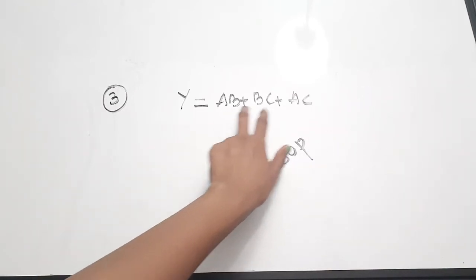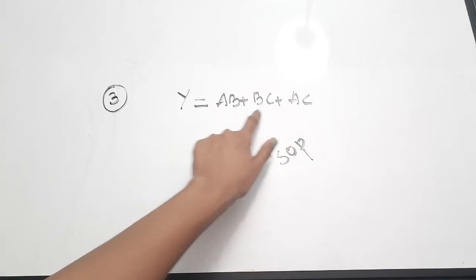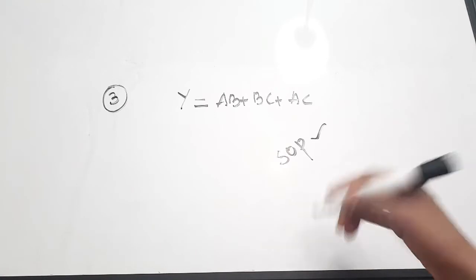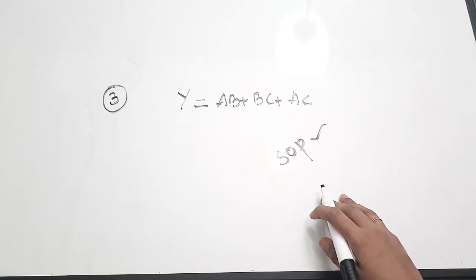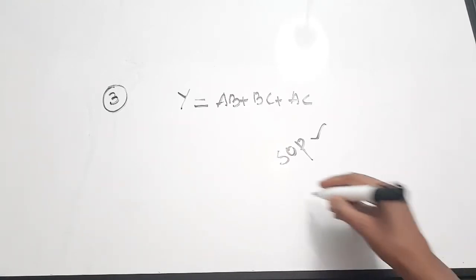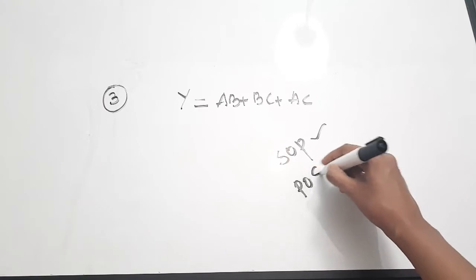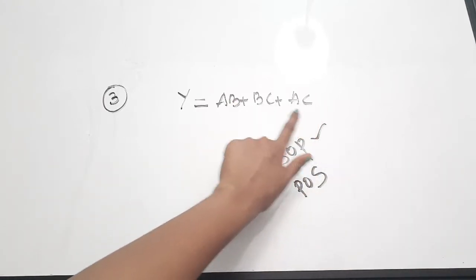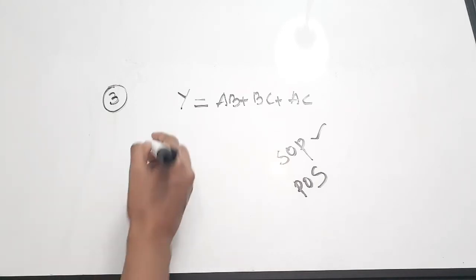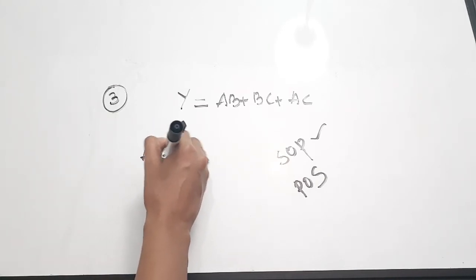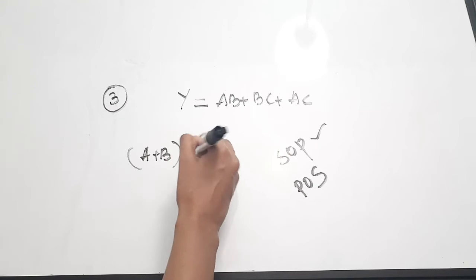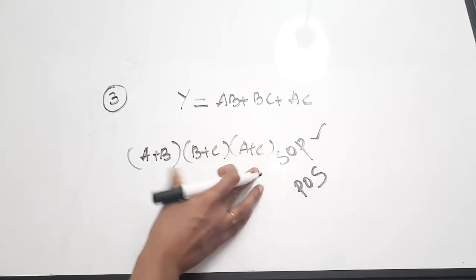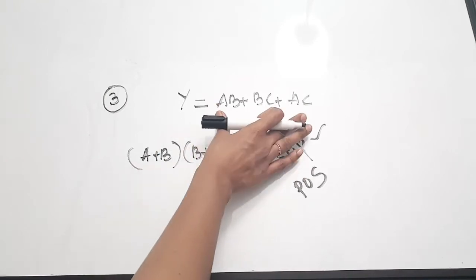Yes, there are product terms and the product terms are being summed. It is a sum of product expression. Now the other options are option C, POS. POS means product of sum. So is this the product of sums? No. The product of sums will be like this: A plus B into B plus C into A plus C. So this is a POS expression. But this is not POS.